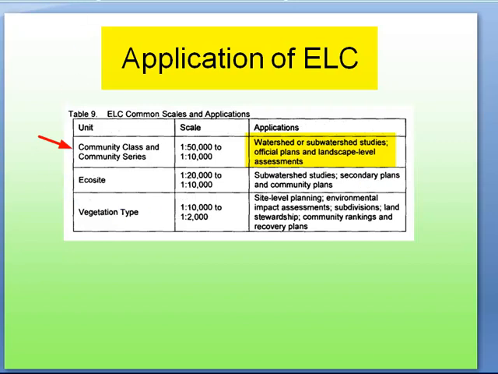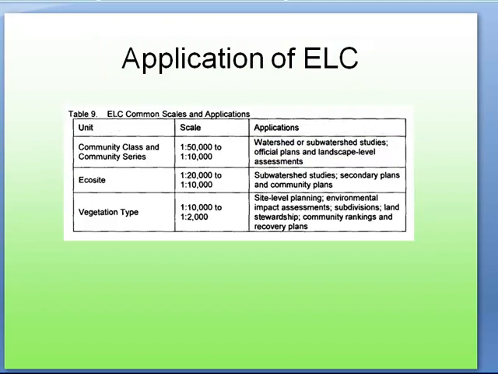And then when you're looking at eco sites, which is what we did at camp, at 10 to 20,000, you're looking at sub-watersheds and more detailed community planning. In the vegetation types, you're looking at very specific, even species-at-risk level, types of things. So that gives you an idea.